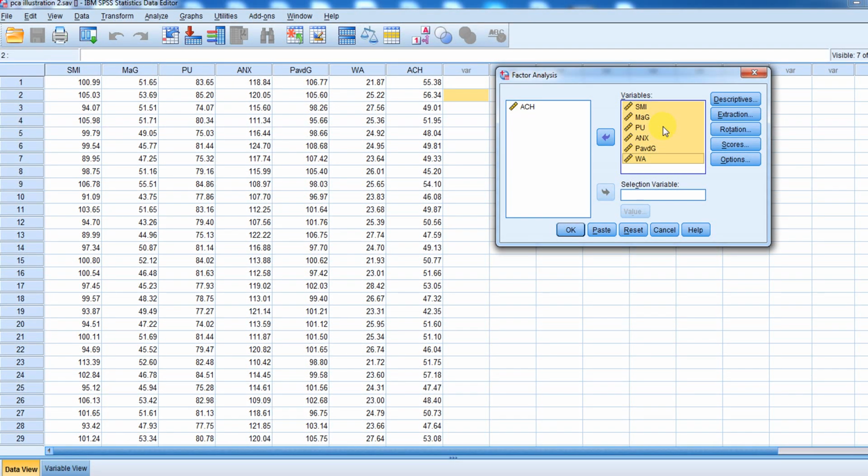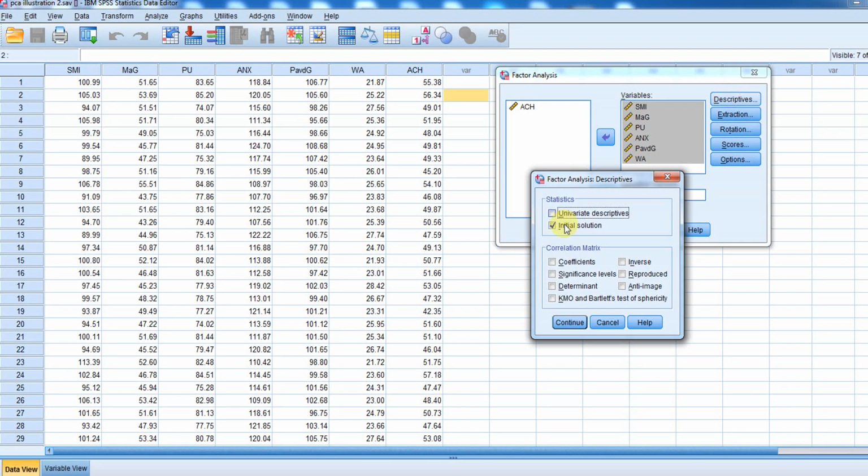Before I actually run the full components analysis, I need to determine if the correlation matrix I'm working from is indeed factorable, and whether it's appropriate to carry out components analysis, or standard common factor analysis, for that matter. The way I can do this is to go under Descriptives and click on KMO and Bartlett's test of sphericity.